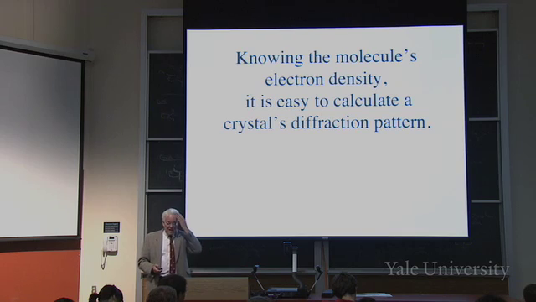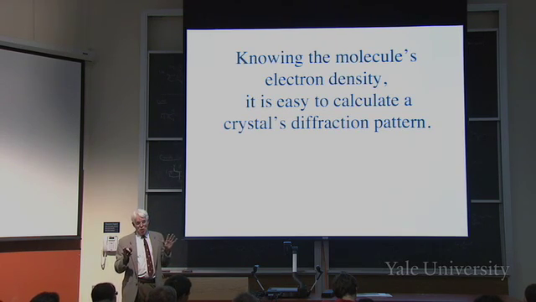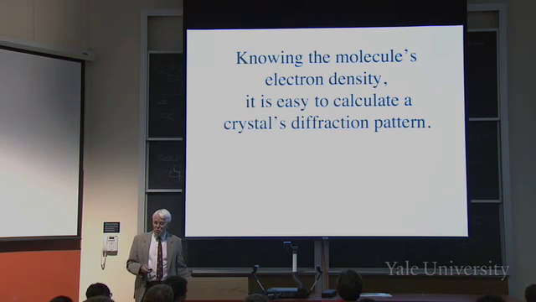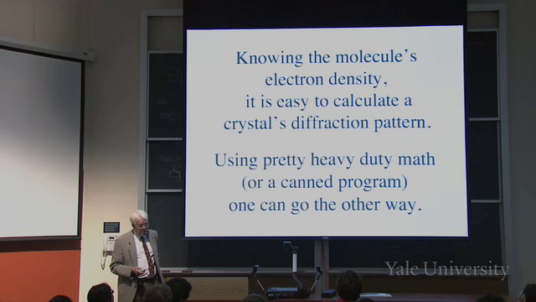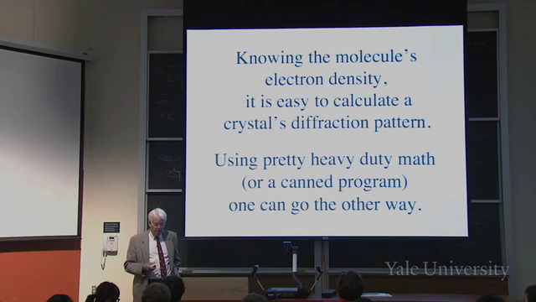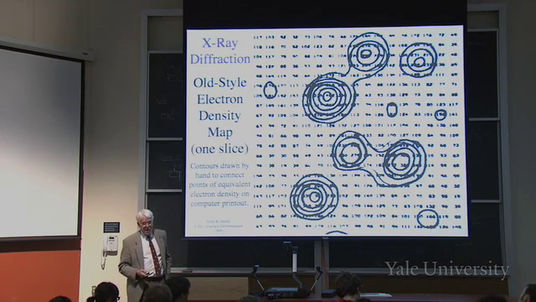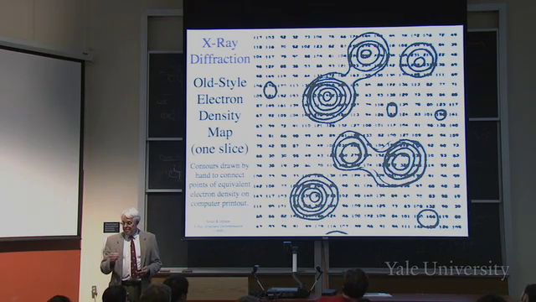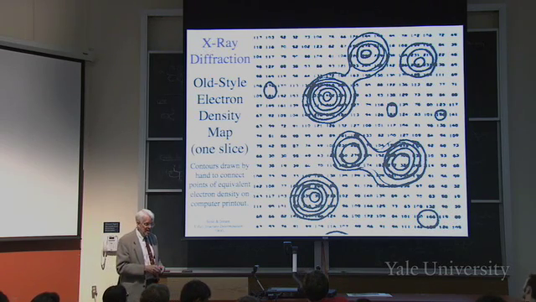Okay, so knowing the molecule's electron density, as we knew for our artificial sort of benzene or this DNA, it's easy to calculate the crystal's diffraction pattern, especially if you have a computer to help you out, but it's not an intellectual challenge, it's just work, right? Using pretty heavy-duty math, people got the Nobel Prize for developing it, or a canned program. You can go the other way and go from the X-ray pattern to what was causing it, right? What we did was go from what's causing it to the pattern. But in fact, you can go the other way now when you press a button on a machine. And you get out the electron density at every point in space. Okay, that's the yield from an X-ray structure.